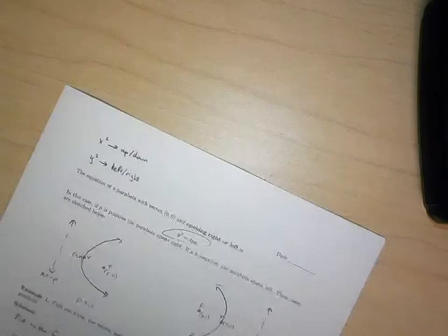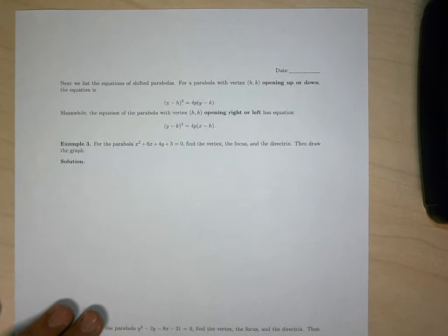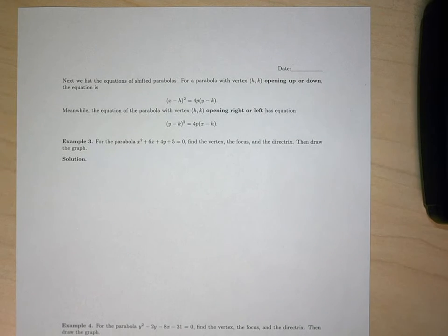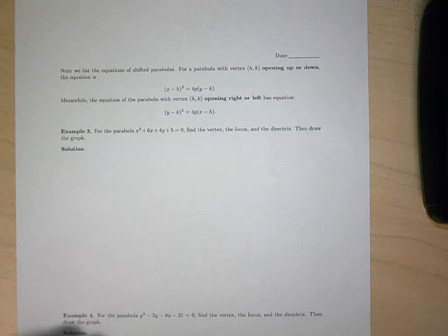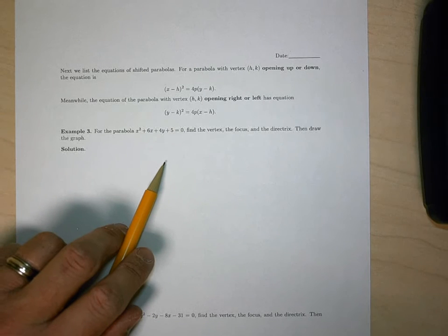Going on to the last page. So we don't have to have vertices at 0, 0. We can have them anywhere. So in the next couple examples, we look at where the vertex is not 0, 0. And not only that, but the equation itself is unorganized. So we're going to organize it and come up with all the features of the graph. In this one, we have x squared plus 6x plus 4y plus 5 equals 0.